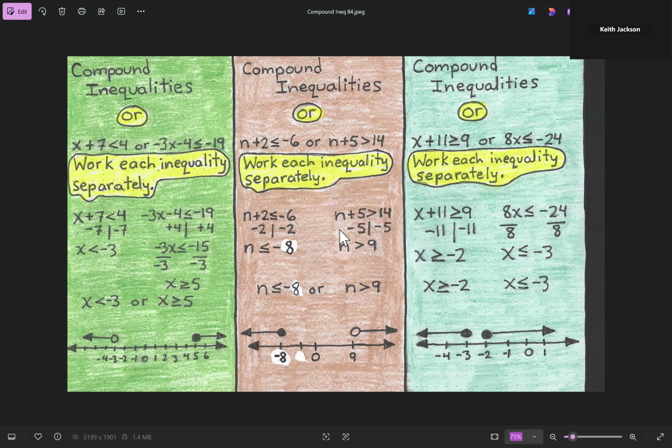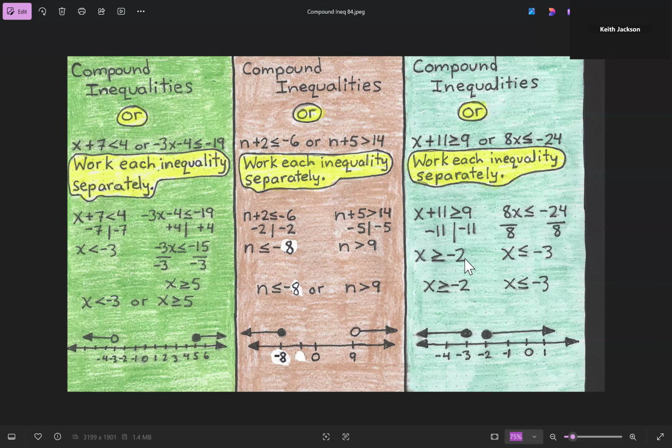And let's work out the other inequality, in which we have n plus 5 is greater than 14. Subtracting 5 from both sides, now we have n is greater than 9. And as you can see right here, the arrow is going toward the right with an open circle over the positive 9.